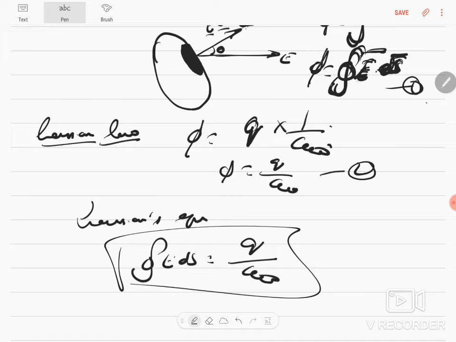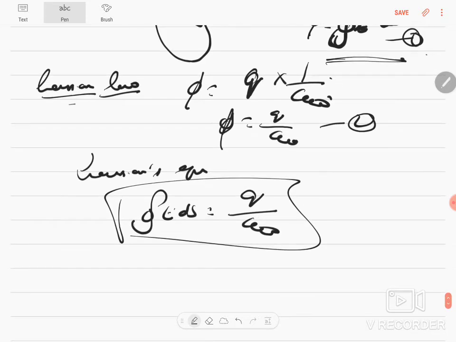The surface integral of electric field over a closed surface is flux. Flux is also Q by epsilon naught according to Gauss. So equating both, you get what is known as Gauss's equation: integration of E ds is equal to Q by epsilon naught.